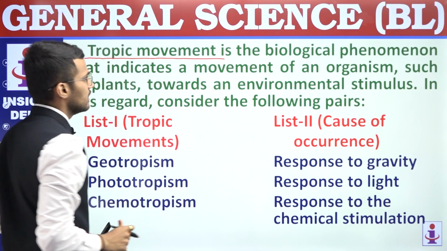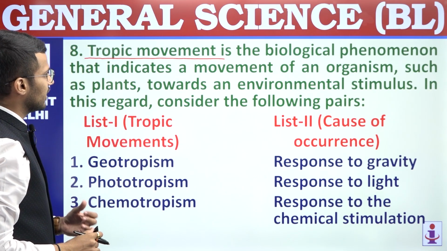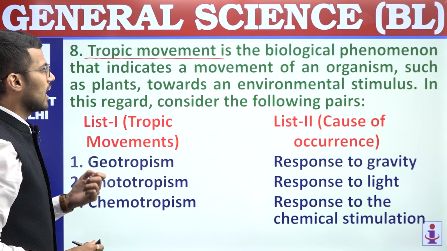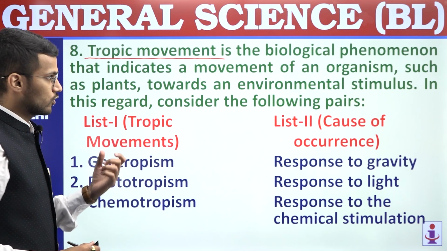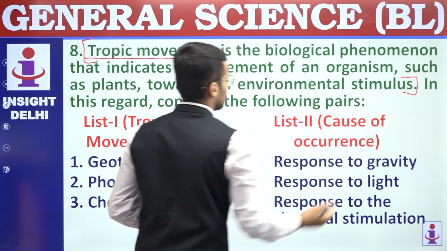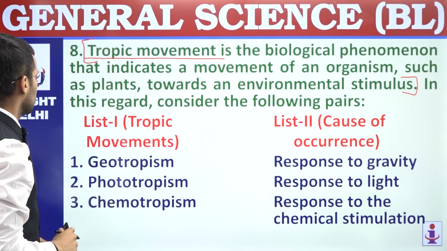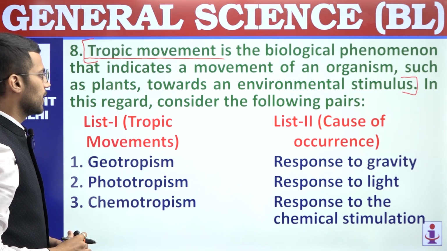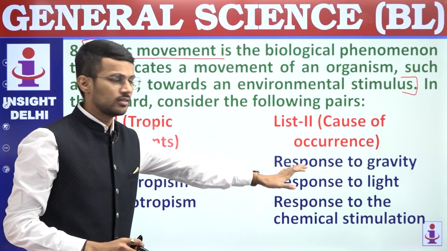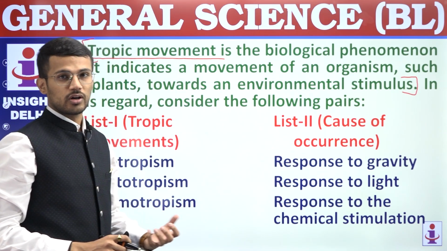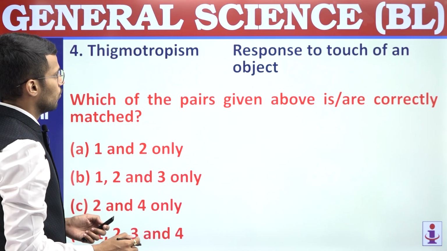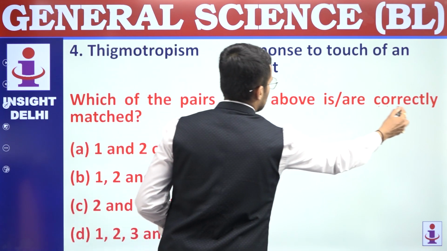Tropic movement is the biological phenomenon that indicates a movement of an organism such as plants towards an environmental stimulus, right? So very important statement. Tropic movements are the kind of movements as a result of environmental stimulus. In this regard, consider the following pairs. So on one hand, we have different tropic movements and on the other, we have the cause of occurrence of those tropic movements. So we are supposed to find out which of the pairs are correctly matched.